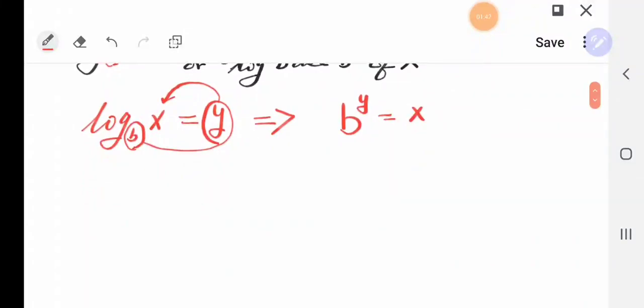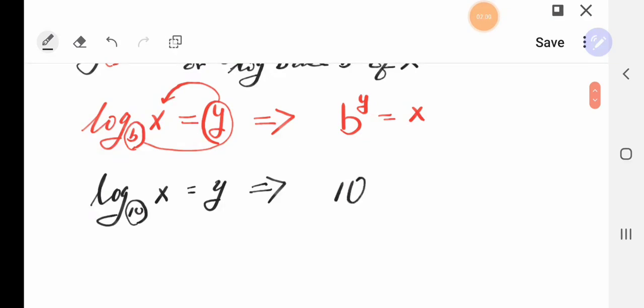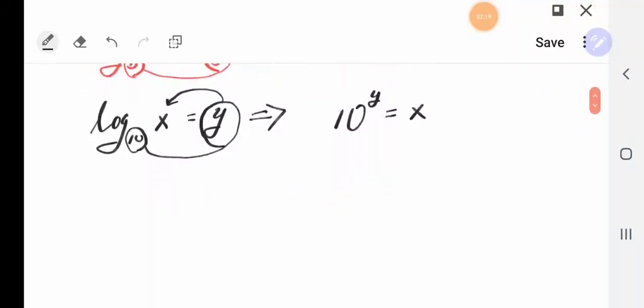Let's try again, a little bit confused. Let's say we have logarithm base 10 of x equal to y. Once you convert this to exponential form, use the same base 10, and the exponent of this 10 will be y. The other side goes to the other side of the equation. So y will be the exponent, and the result will be x.